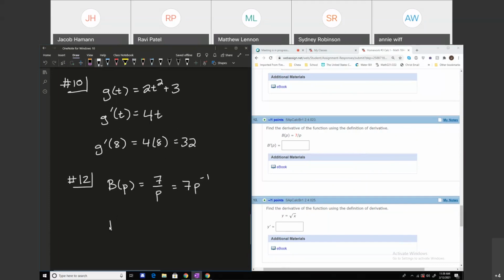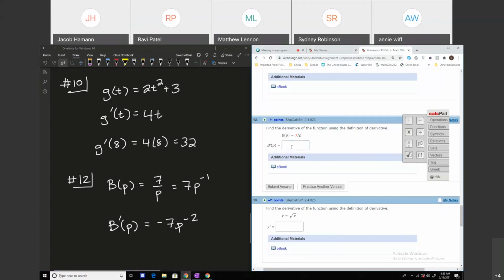So then when you take the derivative, you bring down that negative 1 and multiply it in front. So we get negative 7 and then subtract 1 from it. Minus 1 is negative 2. So you get negative 7p to the negative second.